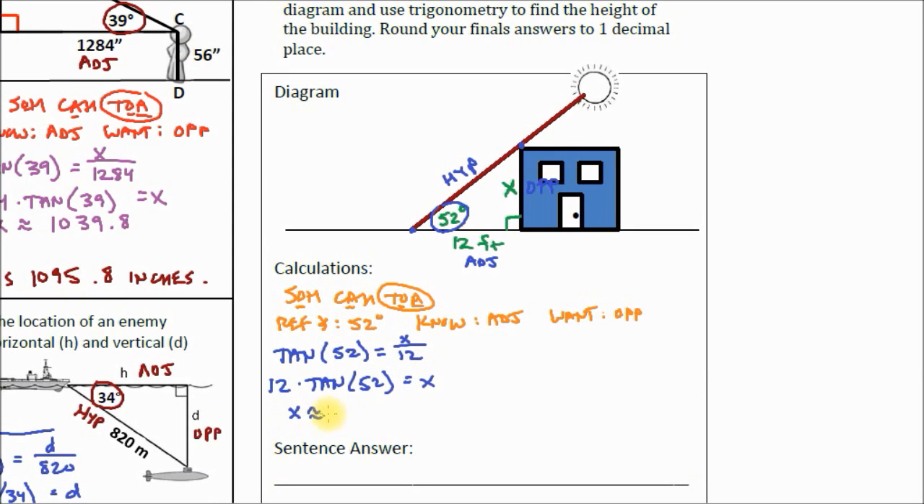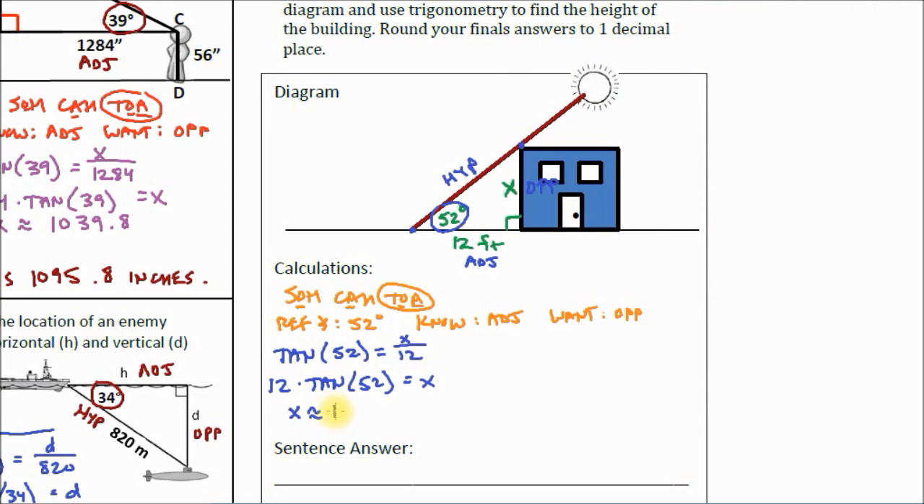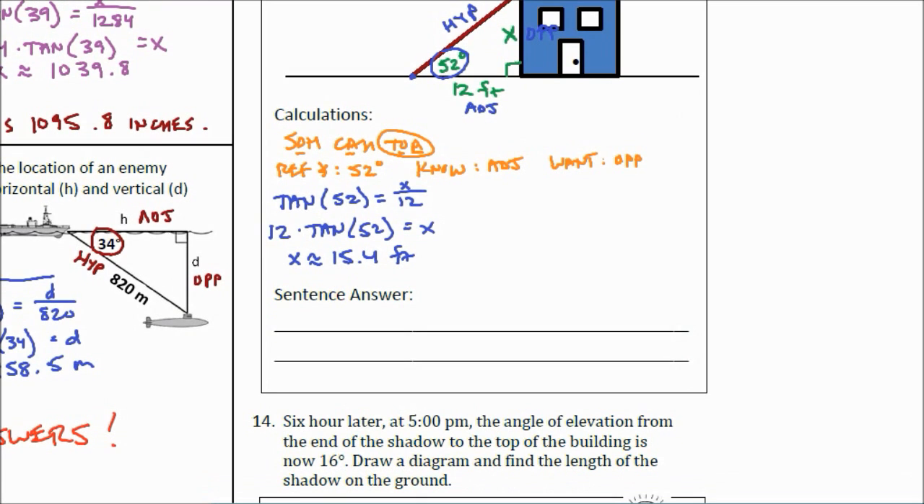And that means x is approximately, let's take a look, 12 times tangent of 52 degrees equals 15.35. The 5 is going to round the 3 up, so to 1 decimal place, that's 15.4, and that's going to be in feet. So our sentence answer is the height of the house, and I'll just have you write it. The height of the house is 15.4 feet. You should be writing that on your own.